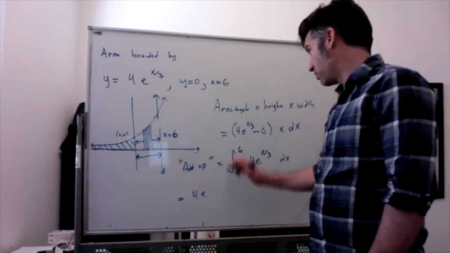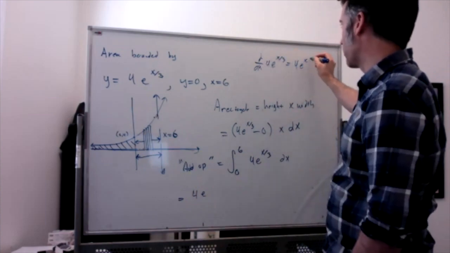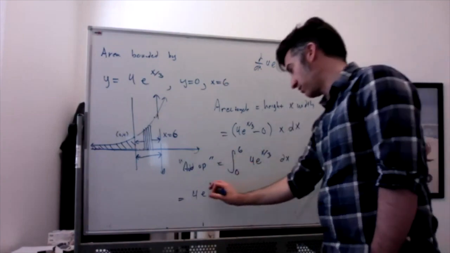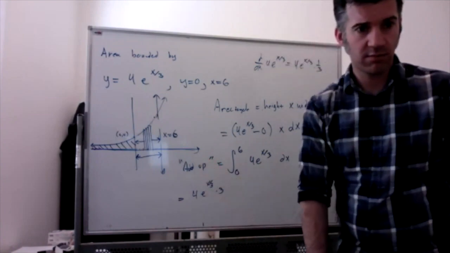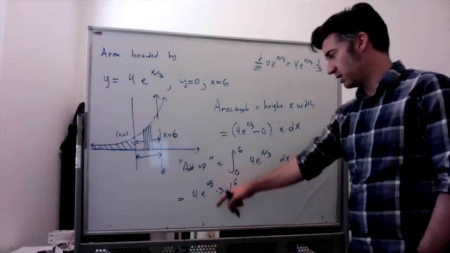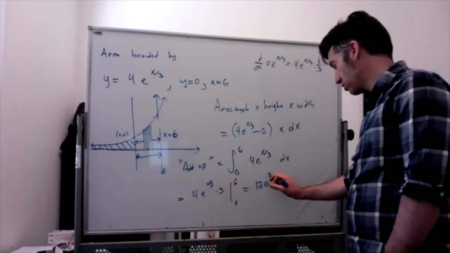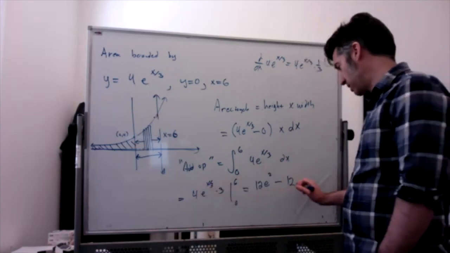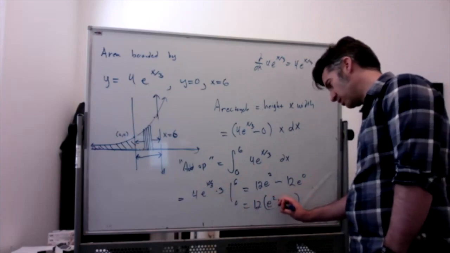Well, the derivative of 4e to the x over 3 is 4e to the x over 3 times 1/3. So the antiderivative is 4e to the x over 3 divided by 1/3, or times 3, from 0 to 6. Plug in 6, you get 4 times 3 is 12, e to the 6 over 3 is 2. Minus, plug in 0, 4 times 3 is still 12, times e to the 0.